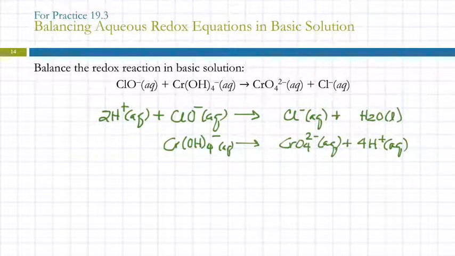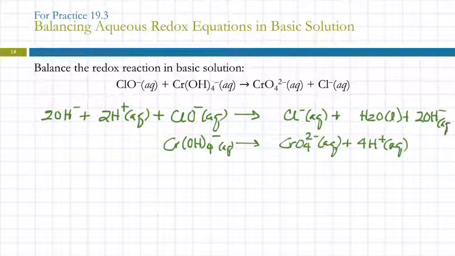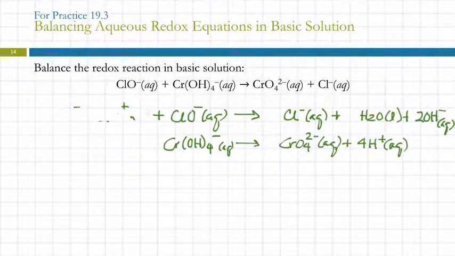So wherever there's an H plus, I have to add hydroxide ions. Here I have 2 hydrogen ions, I have to add 2 hydroxide ions. I don't want to mess up the mass balance, I have to do the same thing to both sides. So I'm going to add 2 hydroxides to that side and 2 hydroxides to this side. 2 hydroxides and 2 hydrogens make 2 water molecules.